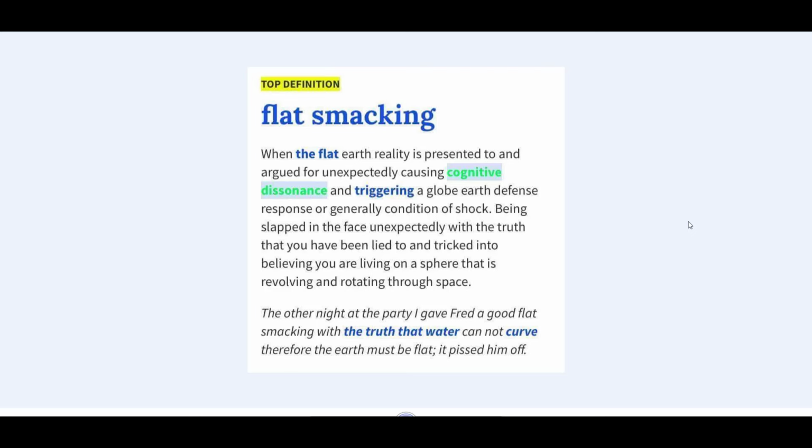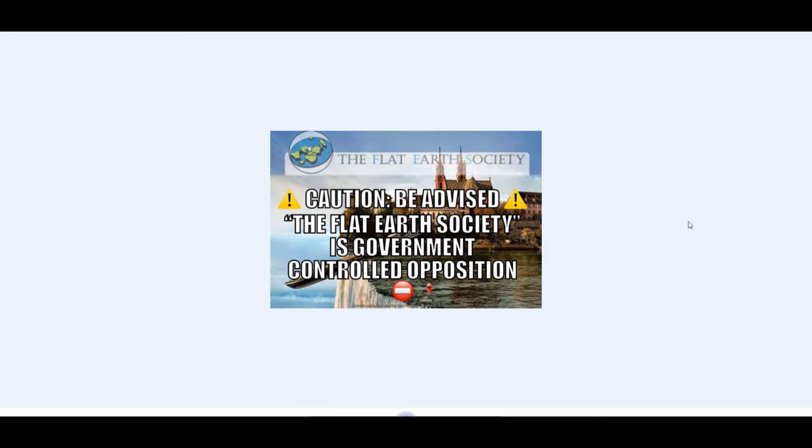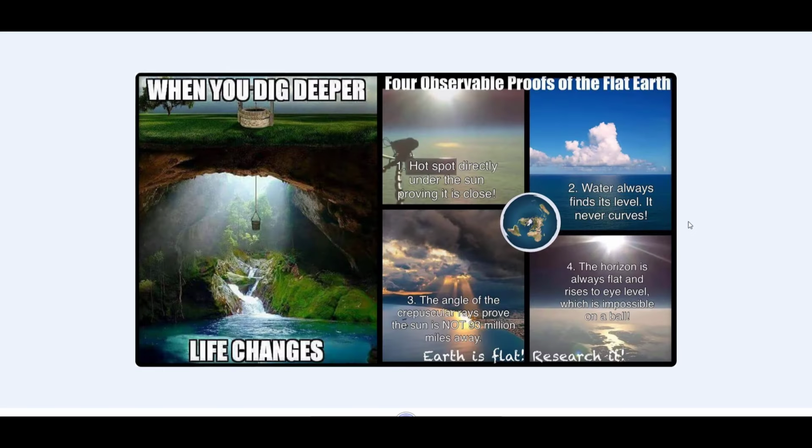So my question is, do I live on a spinning ball Earth sphere with curved water spinning in space? I think I am allowed to ask the question, right? The other night at the party, I gave Fred a good flat smacking with the truth that water cannot curve, therefore the Earth must be flat. It pissed him off. When you dig deeper, life changes.